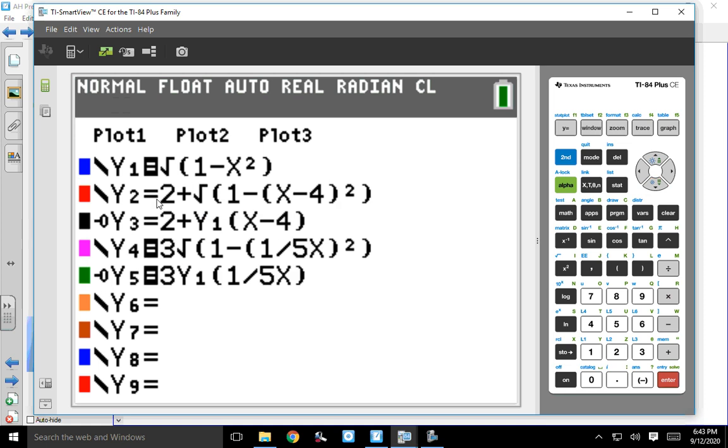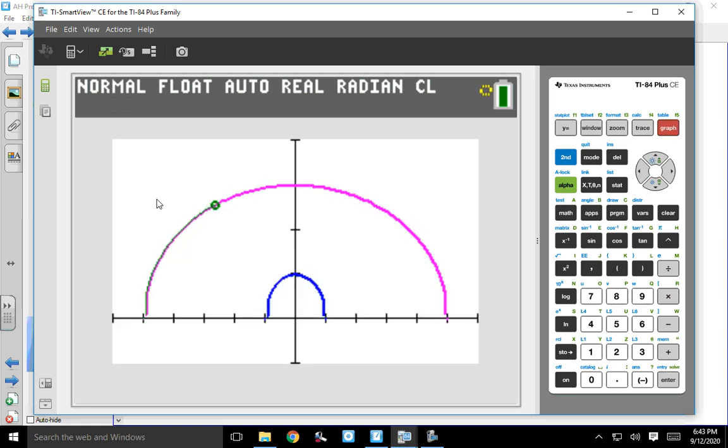And if we graph this, we should see that on top of that pink curve, we're seeing this little green curve getting sketched in there. And in fact, it is right on top. So that is, in fact, that transformation.